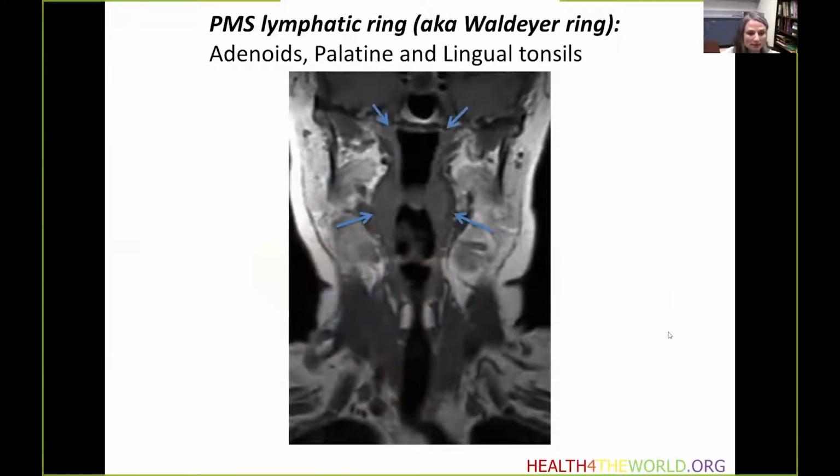Another important anatomic structure in the pharyngeal mucosal space is the so-called lymphatic ring, or the Waldeyer ring, and it includes the adenoids, palatine, and lingual tonsils. Here on a non-contrast T1 MRI of the neck, you can see this iso- to hypo-intense structure outlining the airway all the way from the skull base inferiorly. This is the Waldeyer ring. It contains lymphoid tissue.